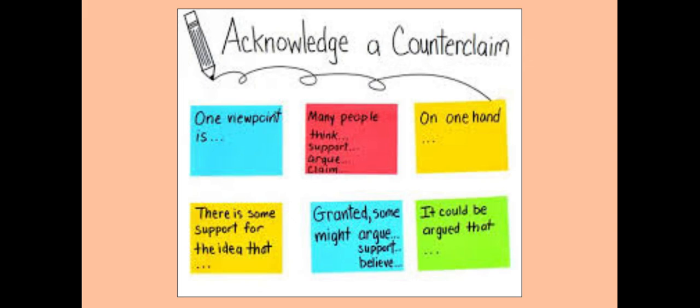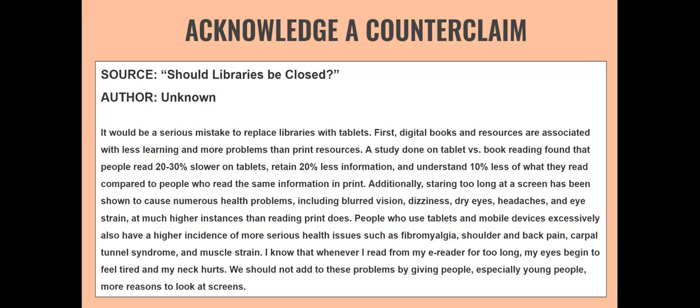Think about the naysayers. What might they say in response to your argument? And we see a good example of this from an article titled, Should Libraries Be Closed? So the author starts off by discussing a counterclaim. And the counterclaim is that libraries should be closed and they should be replaced with tablets for everyone. Well, the author quickly suggests that this is not the best approach. So they say it would be a serious mistake to replace libraries with tablets.